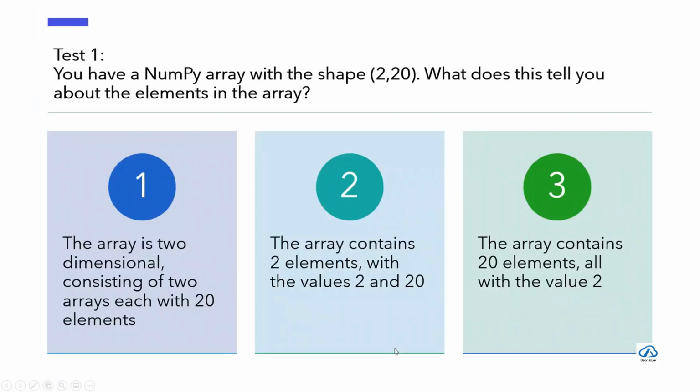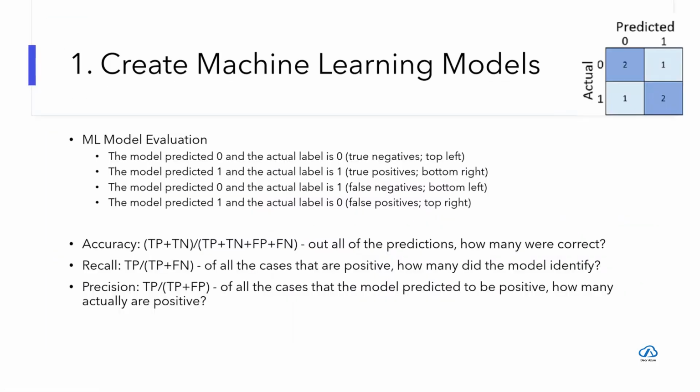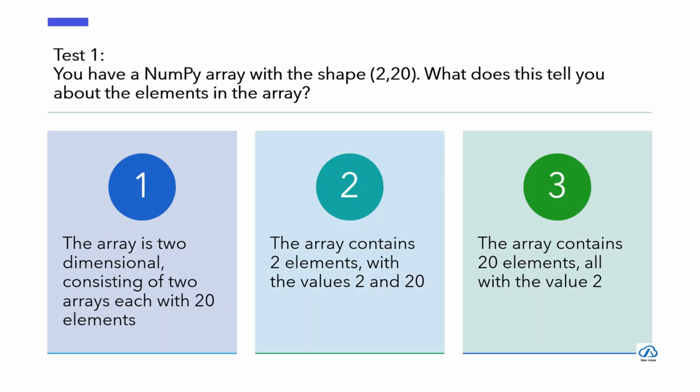Right after that, again, we will ask some questions on whether you understood what we talked about or not. The first test will be regarding NumPy and everything. I'm expecting that if you haven't used NumPy or pandas, you won't be able to answer this question, but if you can, just let me know. Suppose you have a NumPy array with the shape of 2 by 20. What does this tell you about the elements in the array? There are three options. If you know the answer, just let me know.